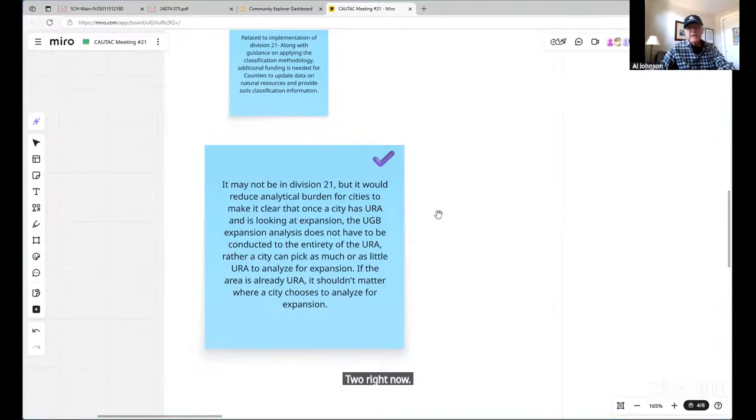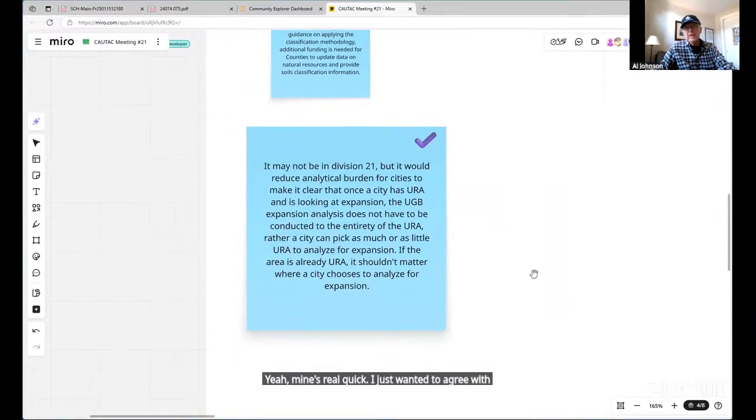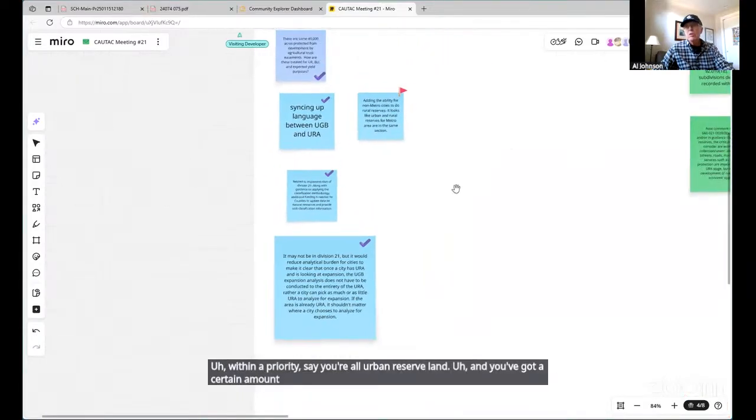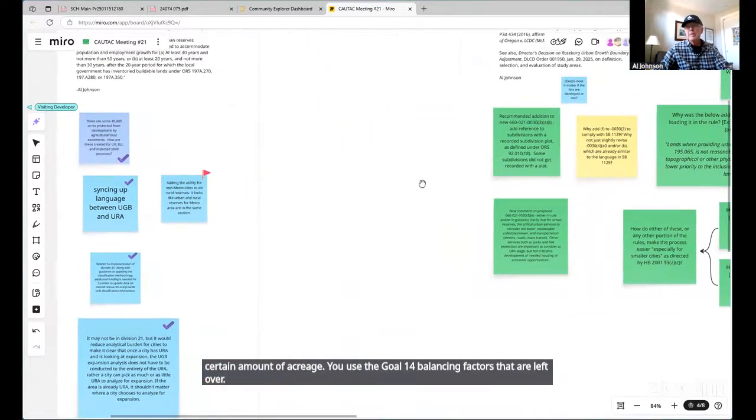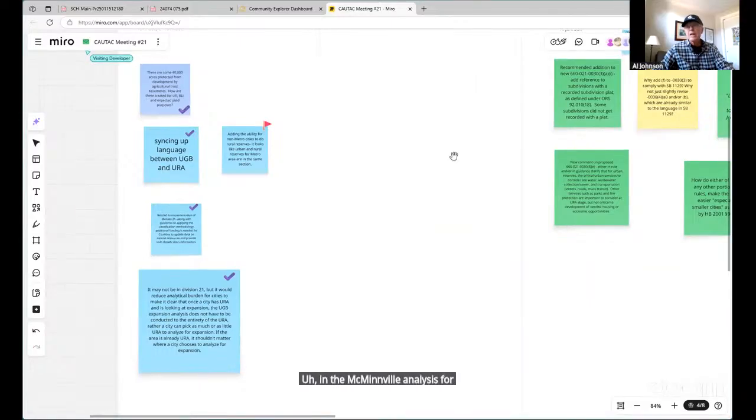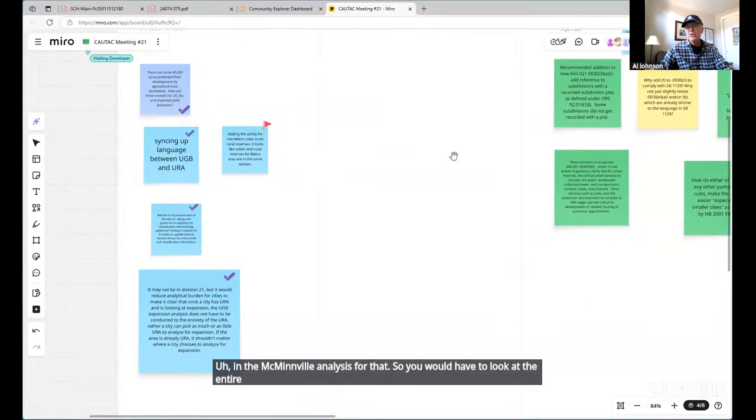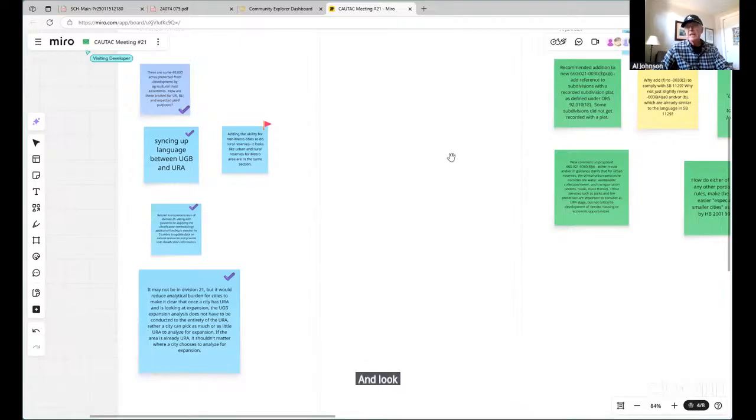Yep, mine's real quick. I just wanted to agree with Kevin that as I read the McMinnville cases and the cases that follow that, within a priority, say you're all urban reserve land and you've got a certain amount of acreage, you use the Goal 14 balancing factors that are left over in the McMinnville analysis for that. So you would have to look at the entire 500 acres and look at different ESEE consequences and compatibility. That's the way I read it anyway.